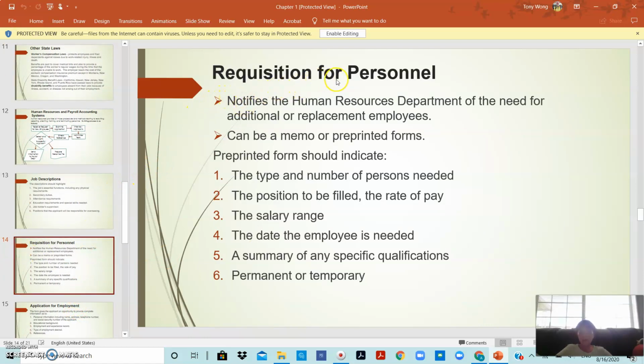The requisition for personnel, it is a pre-printed form or a memo. The pre-printed form will indicate the type and number of persons needed, the position to be filled, and their pay rate, salary range, and the days the employee is needed, a summary of any specific qualification, and whether the position is permanent or temporary.